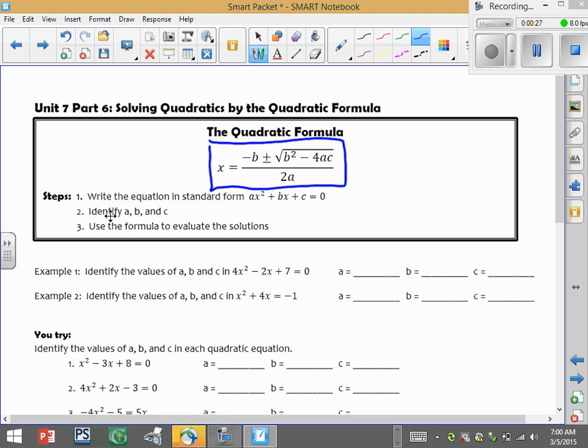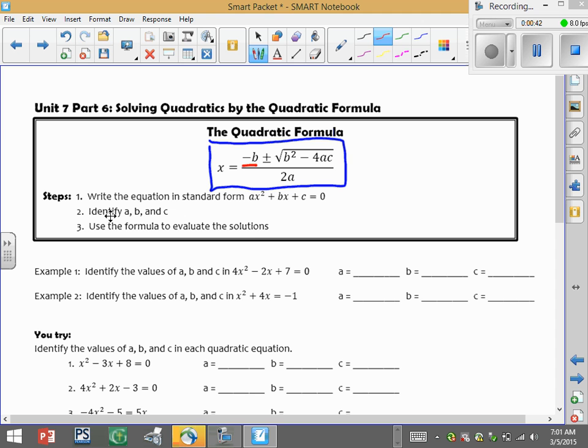What you're going to do, you want the opposite of b. See, there's opposite of b plus or minus. We've seen that earlier in the day. That's what's going to give us our two solutions. You do the square root of b squared minus 4ac, over 2a.